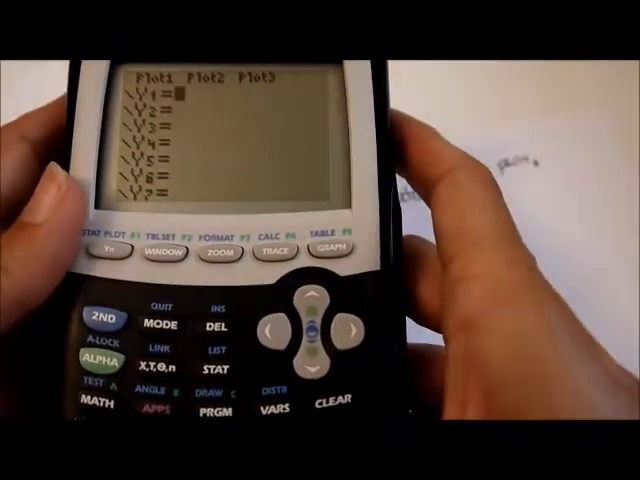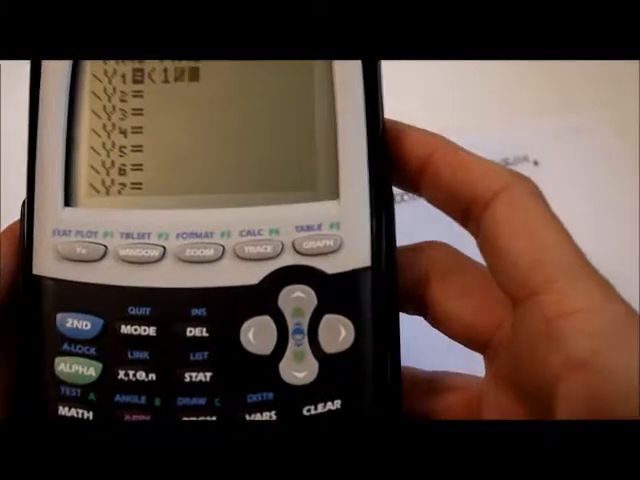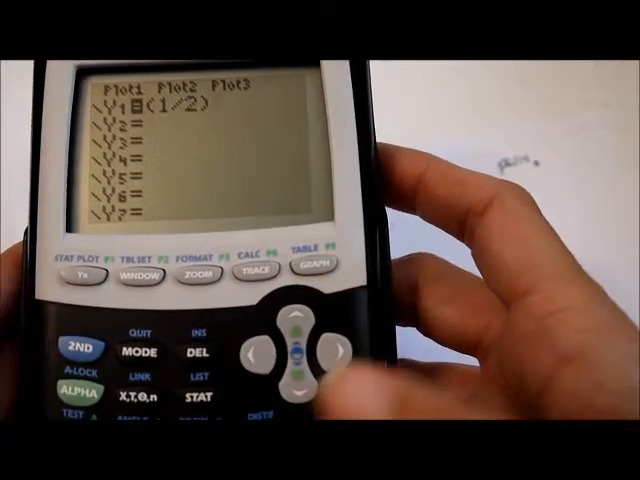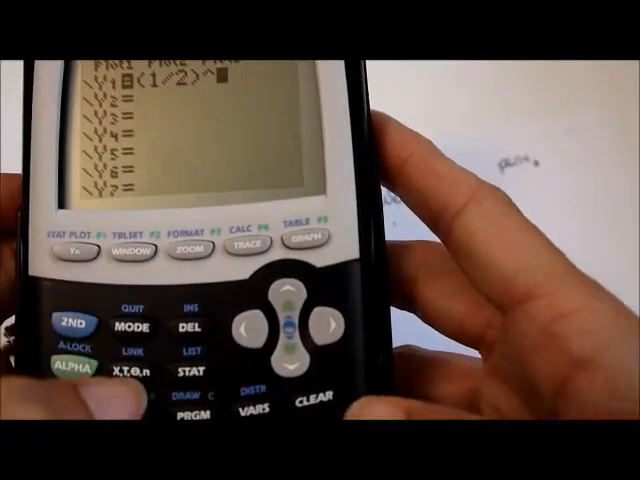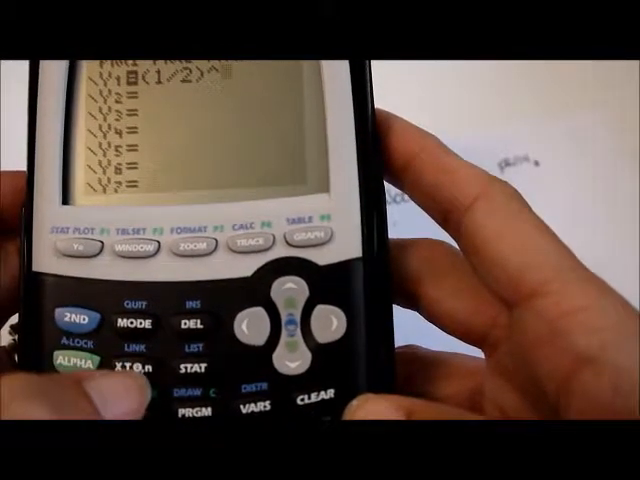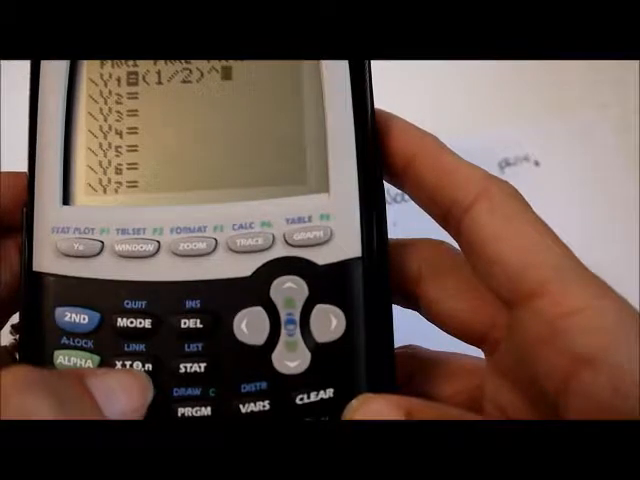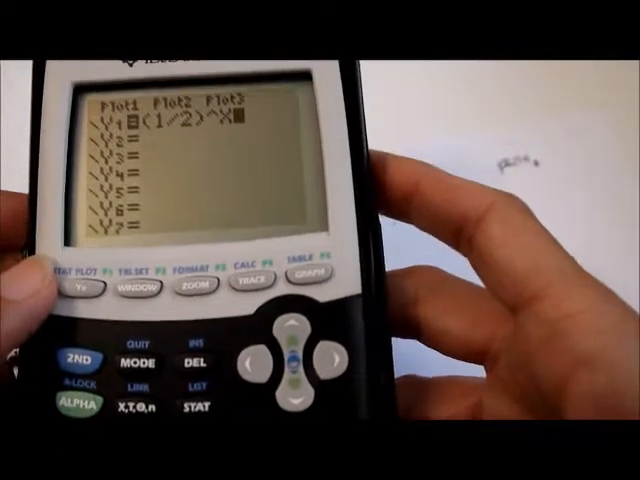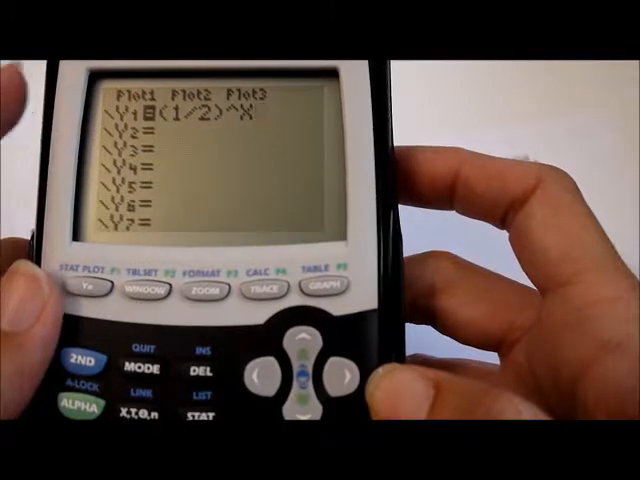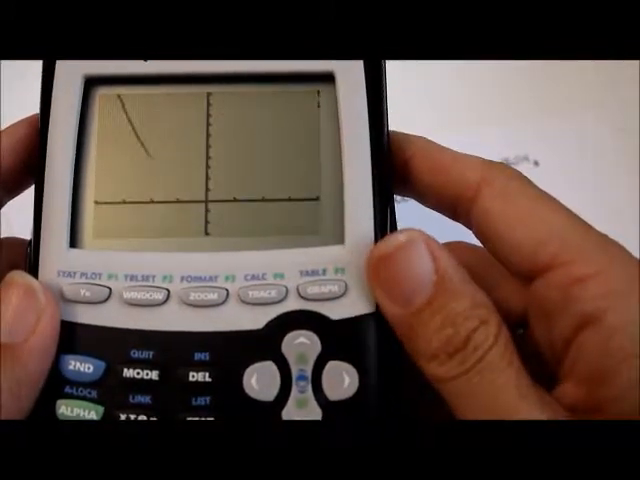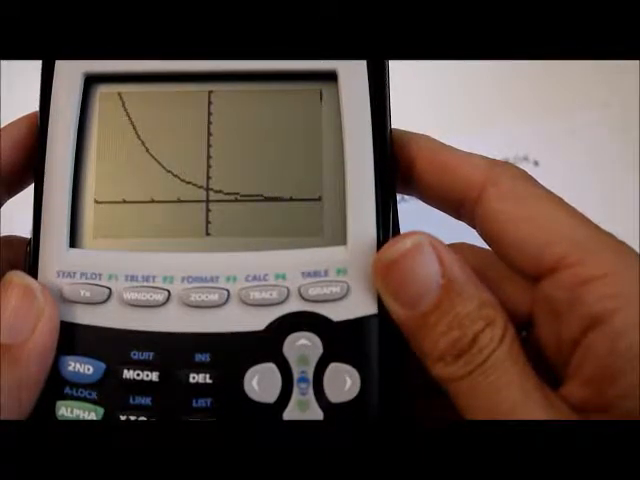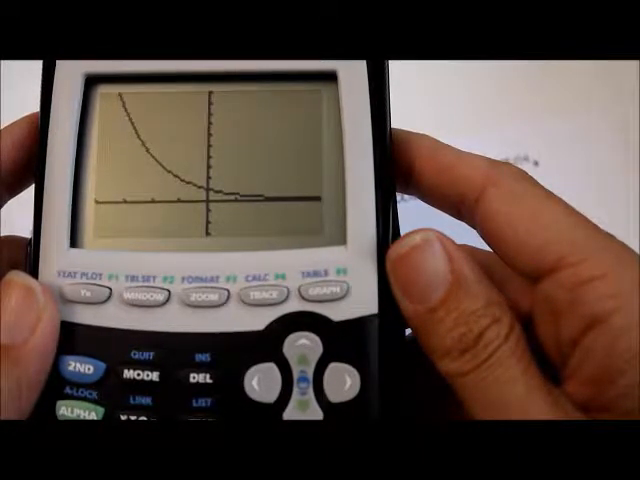I'm going to graph this, 1/2 to the x. So I'm going to put in parentheses 1 divided by 2. That means 1/2, right? To the, and then this here is where my x is. All right, so I have that in there. Now I'm going to go to graph and see what comes up. Oh, look at that. Beautiful. Okay, so that's all we do.